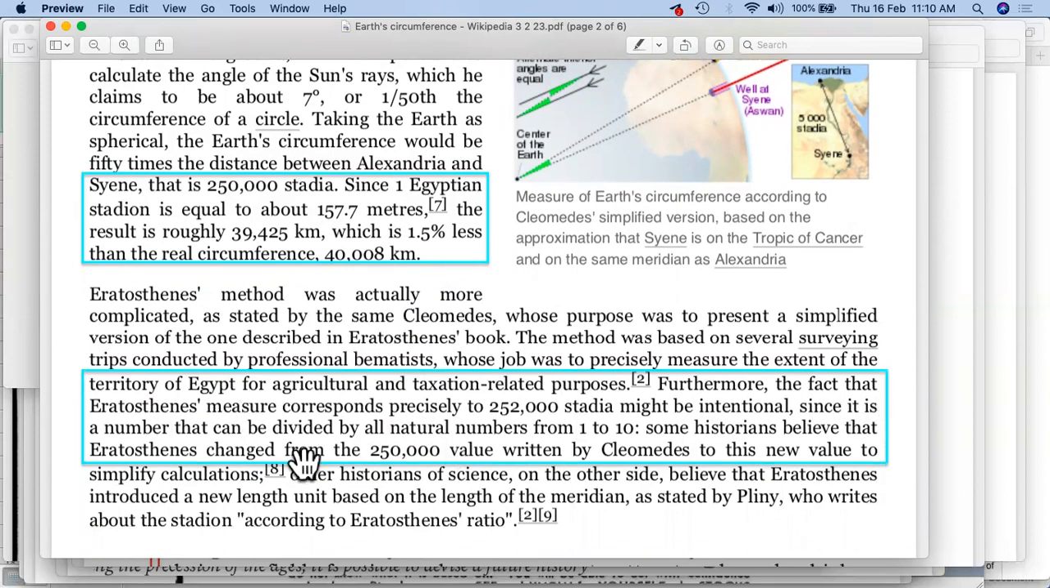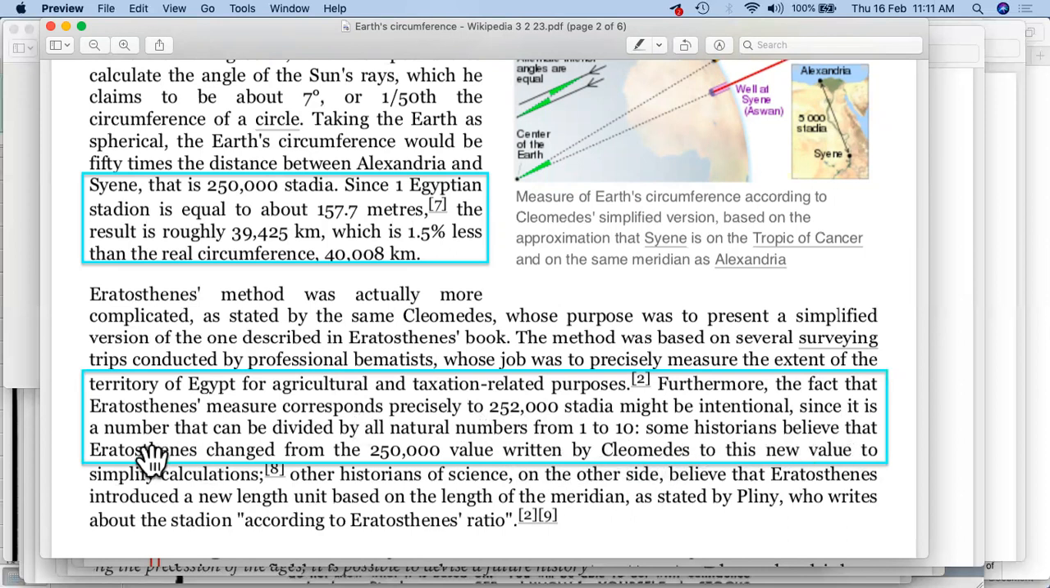Furthermore, the fact that the measure corresponds precisely to 252,000 stadia might be intentional, since it is a number that can be divided by all natural numbers from 1 to 10. So if you try to divide 252,000, I mean, if you just exclude the two zeros, and have only 2,520, then that number would also be divisible by all numbers from 1 to 10. So that was the basic logic, and everything was more of logical. Basic concepts were there which we probably are not aware of. So this is how it is.